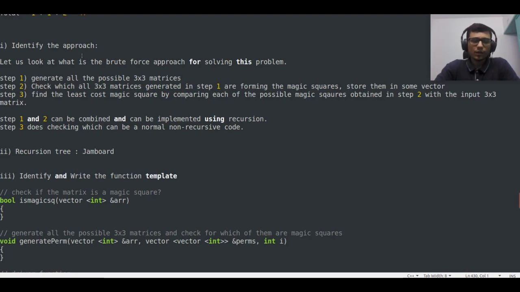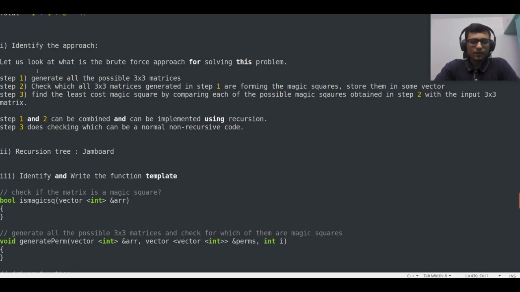Okay, now let us try to see how we can approach this problem. So for that, let us look into the brute force approach for solving this problem. So here I have listed down the steps for solving this problem using brute force approach. In step number 1, we'll generate all the possible 3 cross 3 matrices. After that, in step 2, we'll check which of all these 3 cross 3 matrices generated in step 1 are forming the magic squares, and we'll store those magic squares in some vectors. And in step number 3, we'll find the least cost magic square, which is our answer, by comparing all the possible magic squares which we generated in step 2 with our input 3 cross 3 matrix.